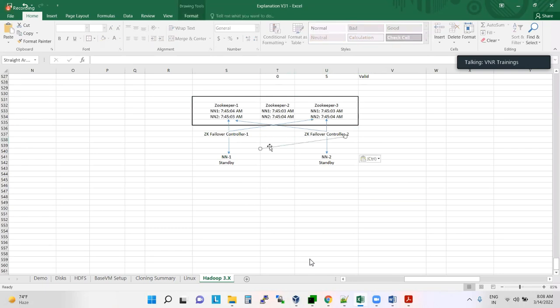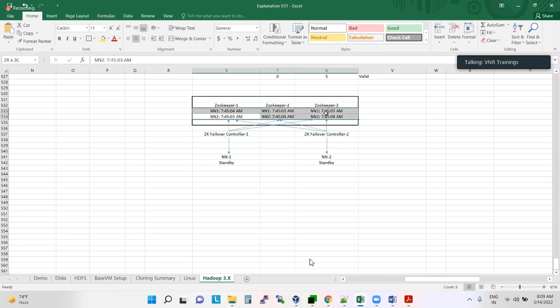Okay, so now tell me, will this failover controller send heartbeat to all 3 zookeepers or not? Yes, sir. Obviously, the failover controller will send heartbeat to all 3. This failover controller will send heartbeat to these 3, and this failover controller will also send heartbeat to these 3. Correct or not?